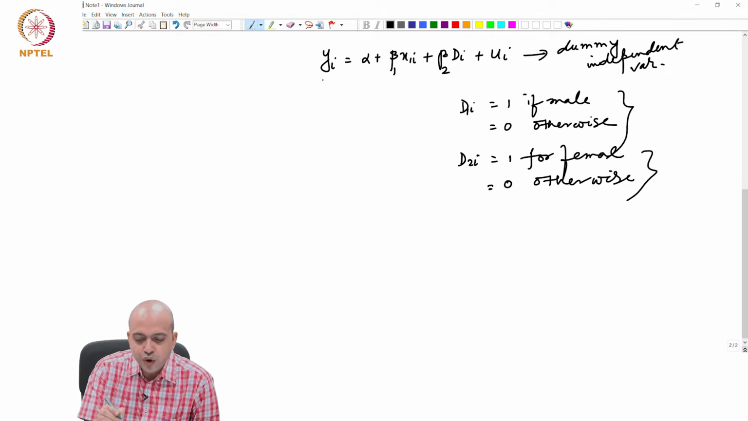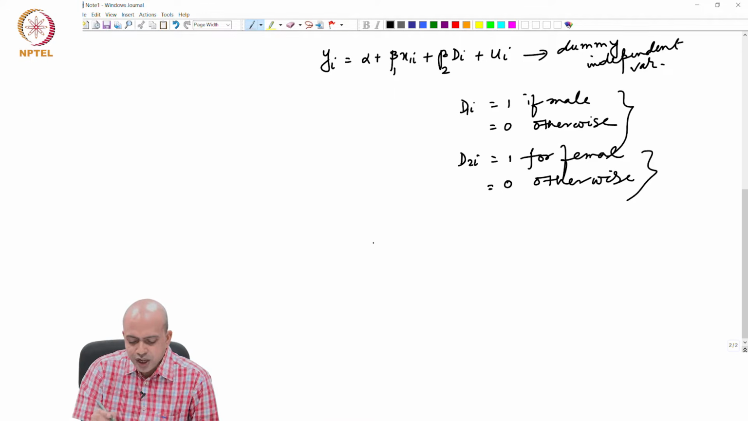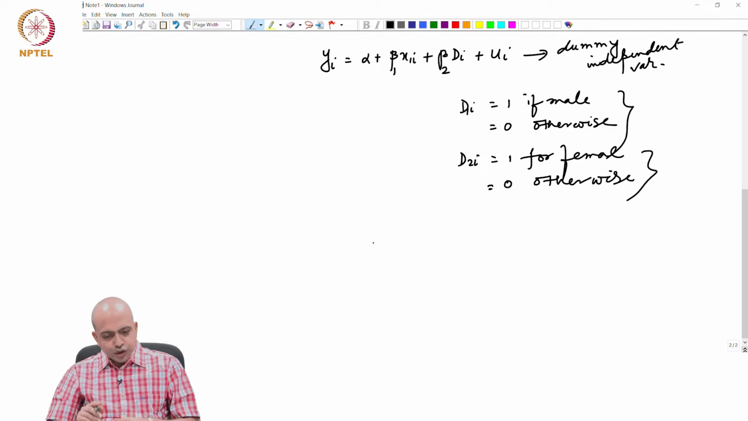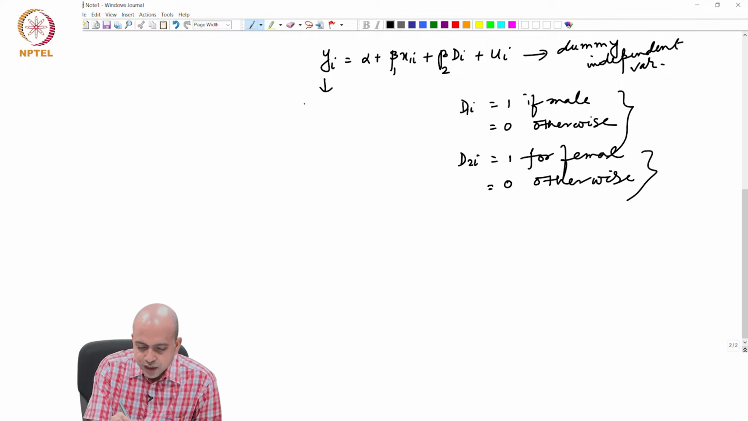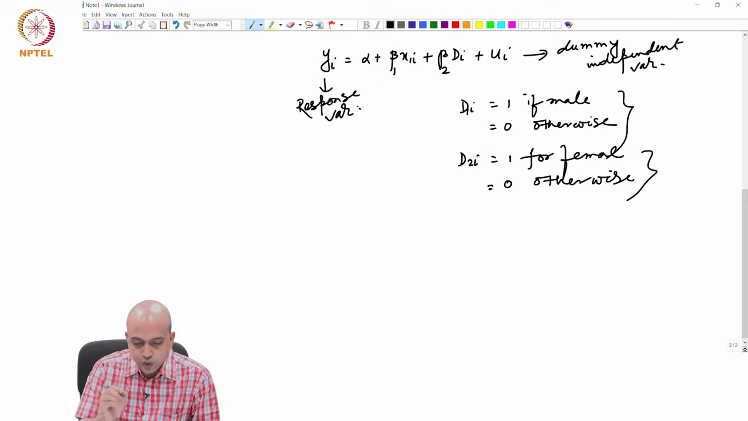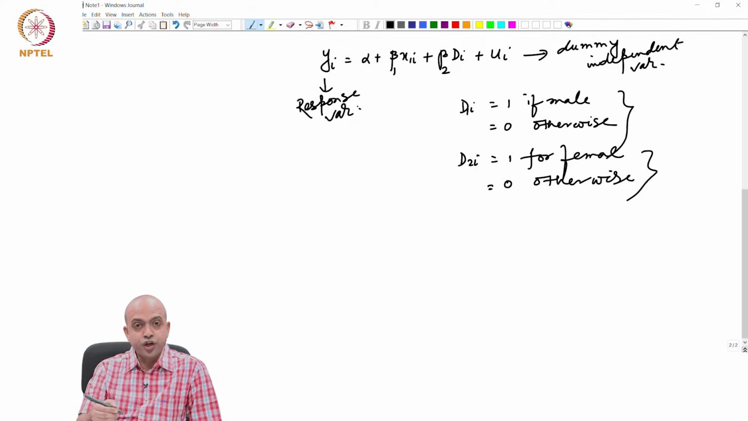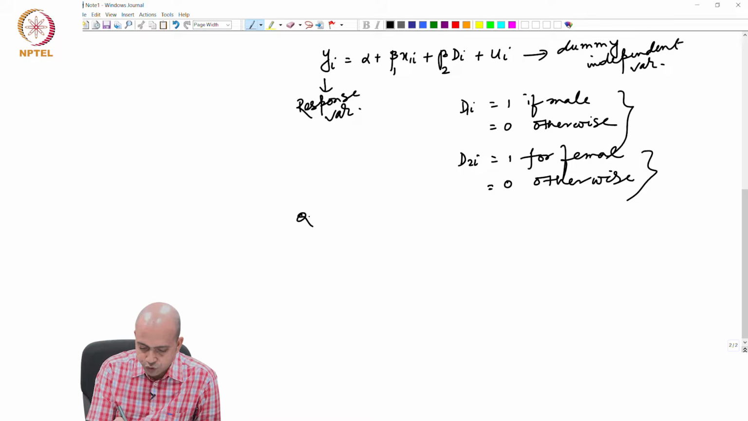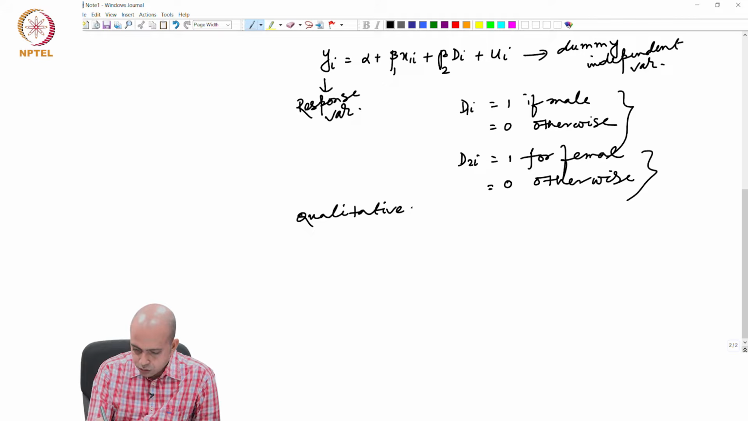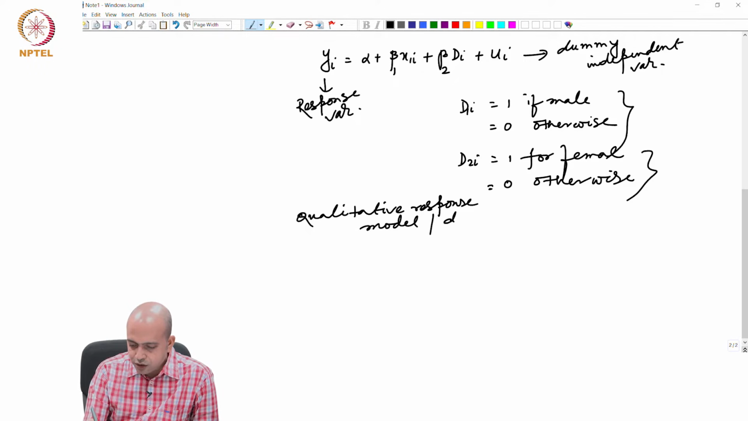but it may so happen that your dependent variable y is also dummy. So that is why this y variable is actually called the response variable. That is why when your response variable becomes qualitative, that is called a qualitative response model. Or this is also called a dummy dependent variable.